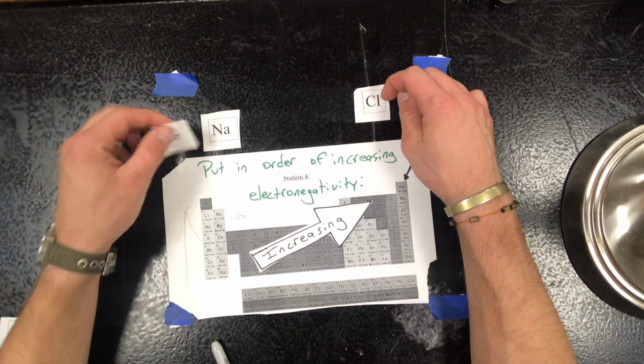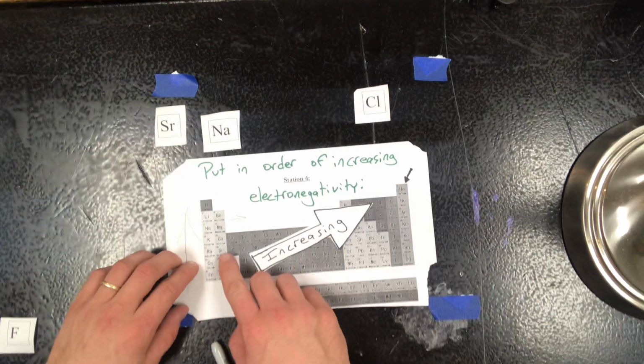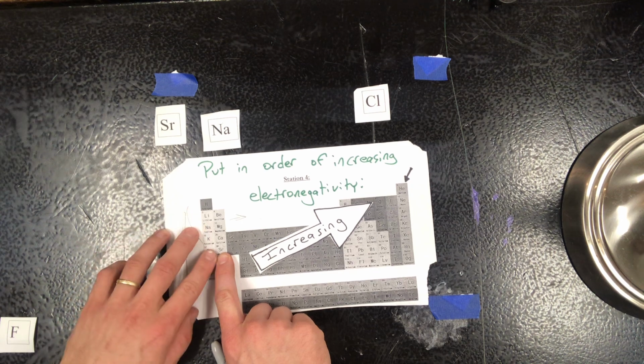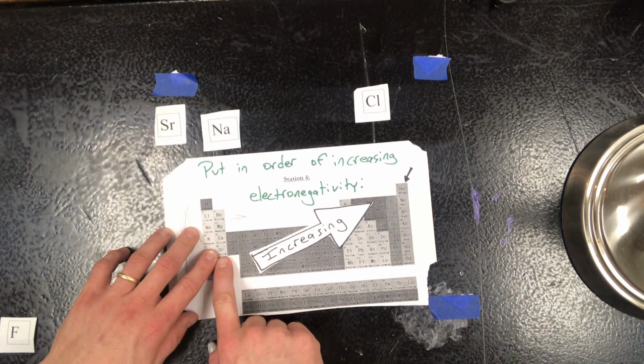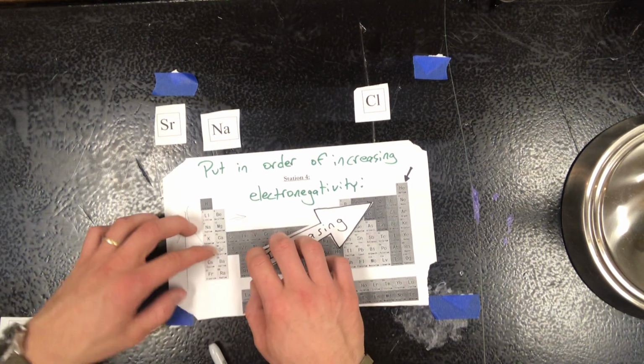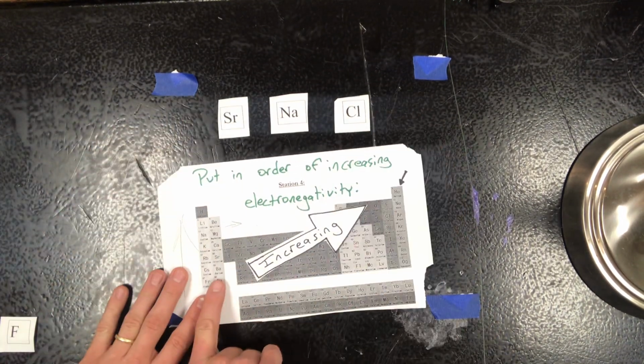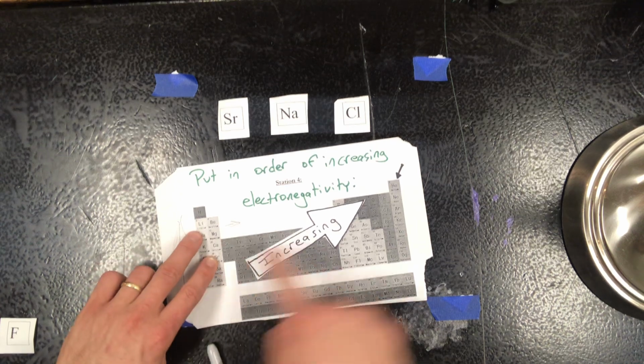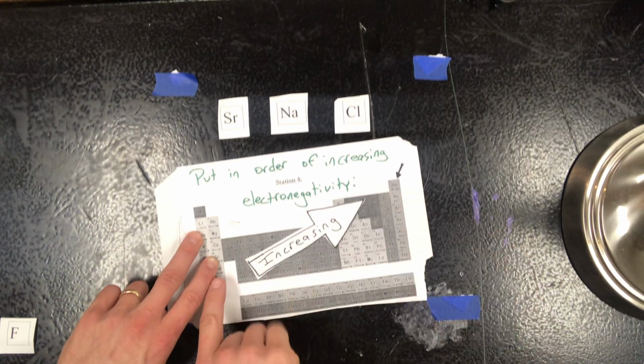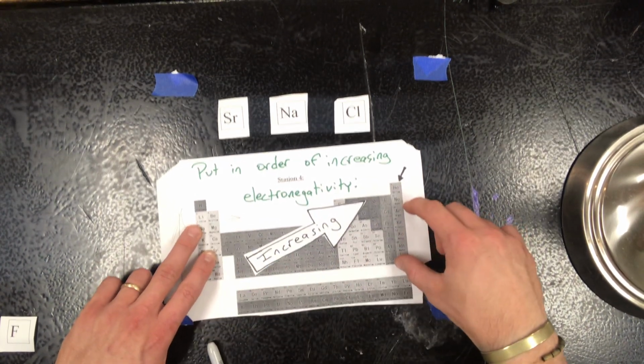Let's look at strontium, okay? Strontium is here, and sodium is here. So our strontium is going to have lower electronegativity. So this would be the lowest, then sodium, then chlorine. And that's because strontium is here, sodium is here, and chlorine is here. So we're increasing in this direction.